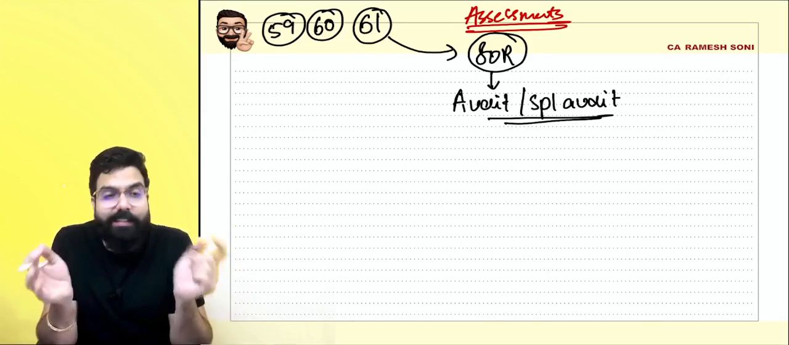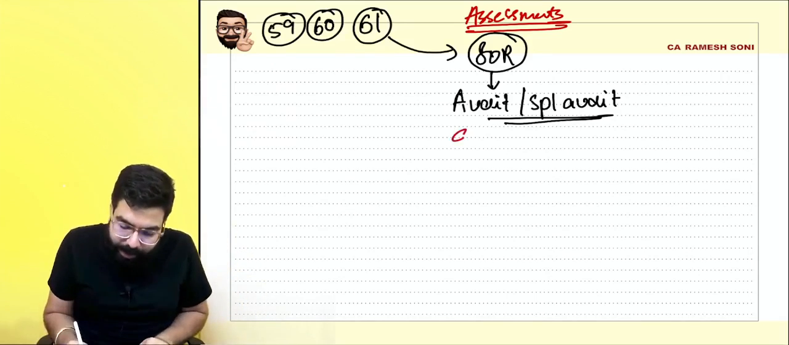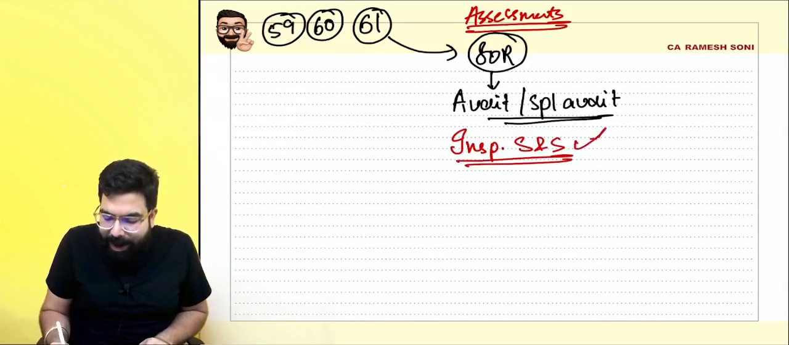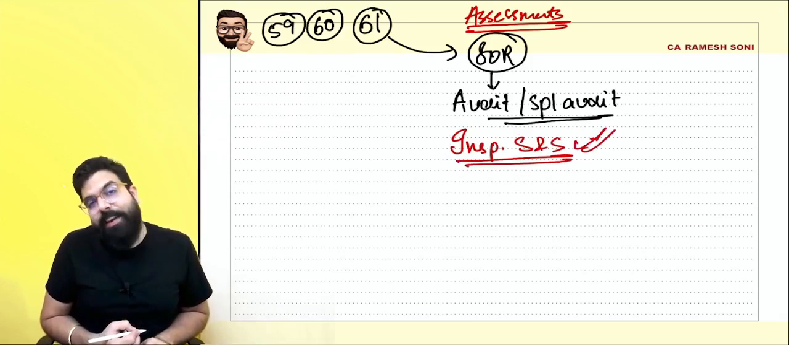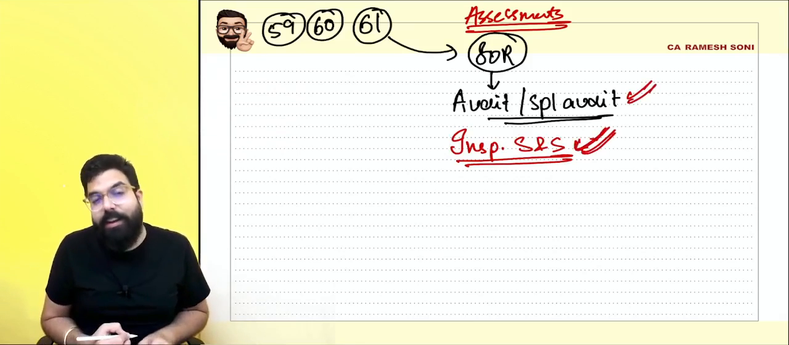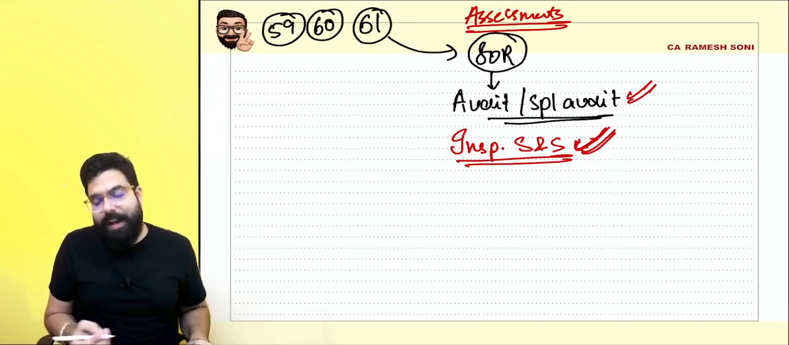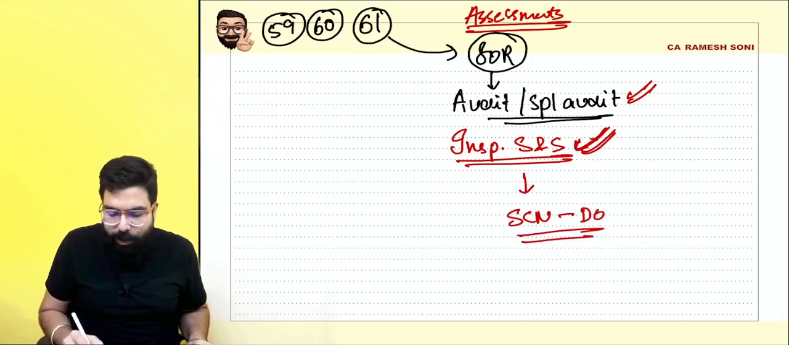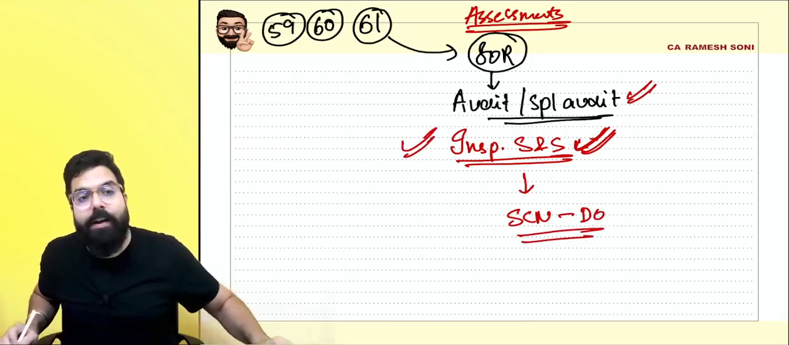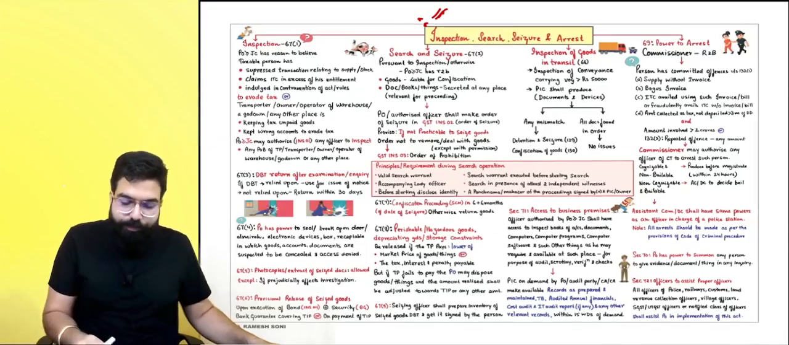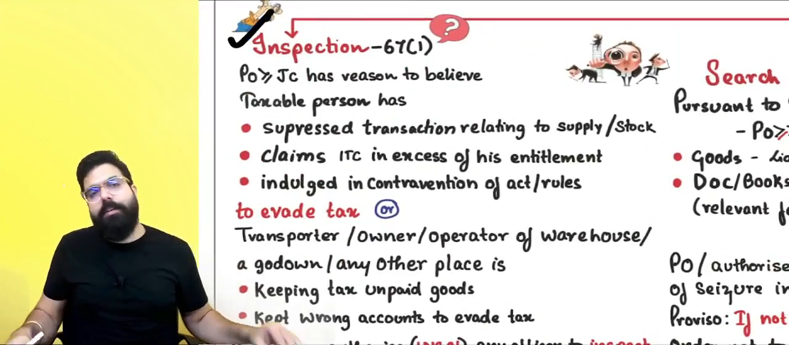Now to gather additional evidences, he can go ahead and get inspection, search and seizure done. Because of audit or special audit or inspection, search and seizure, the additional evidences which are gathered, he will use to issue a show cause notice and then a demand order. So, we are going to learn the next chapter, inspection, search and seizure.